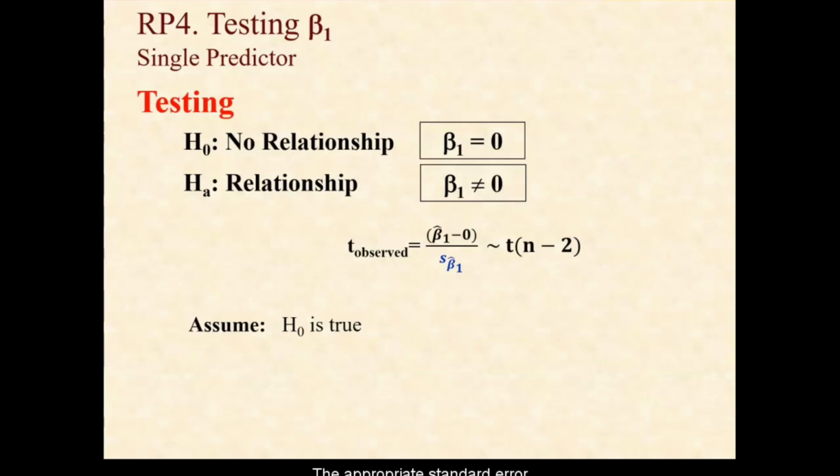The appropriate standard error is the standard deviation of the sampling distribution of beta 1 hat, our best point estimate of beta 1. The calculation of the standard error, S sub beta 1 hat, is not detailed here. Its formula is readily available if you're interested. For our part, we will get all these values from R or comparable statistical software.